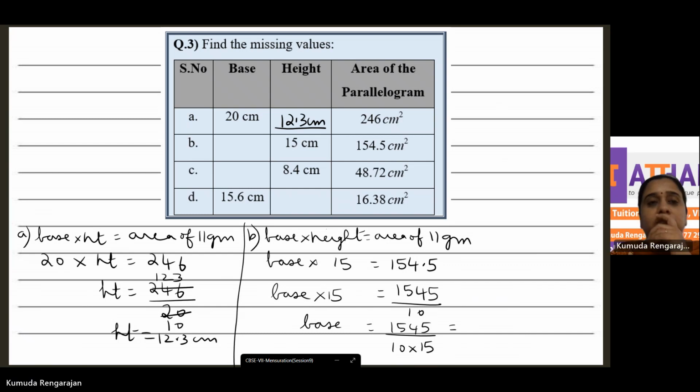Simplify. Tables of 15. 1, 5, 4, 5 and 15. You can simplify by 5 and then the numerator. Simplify.